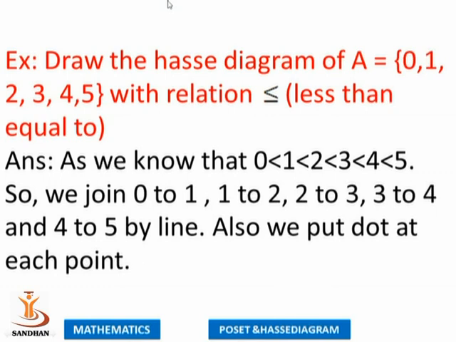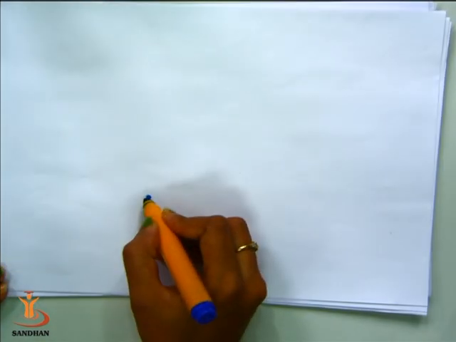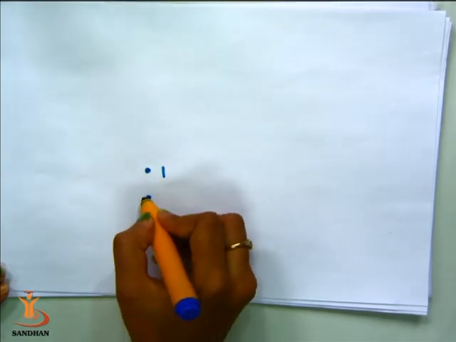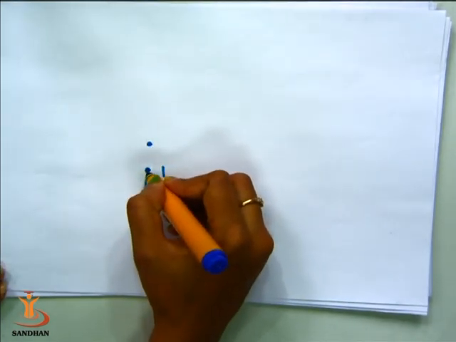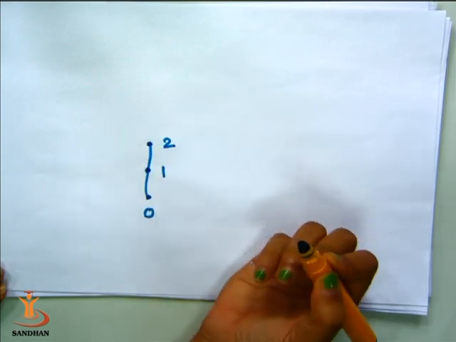First of all, we start with the lower element. The lower element is 0, and the very first element greater than 0 is 1. So first of all we join 0 and 1 here. Starting with the lower element 0, we put a dot here. Then the next element is 1 here. We join 0 and 1 by a line. Similarly, the very first element greater than 1 is 2. So 1 and 2 are related. We draw a line.